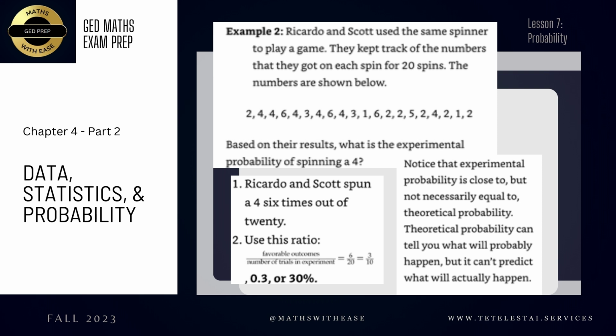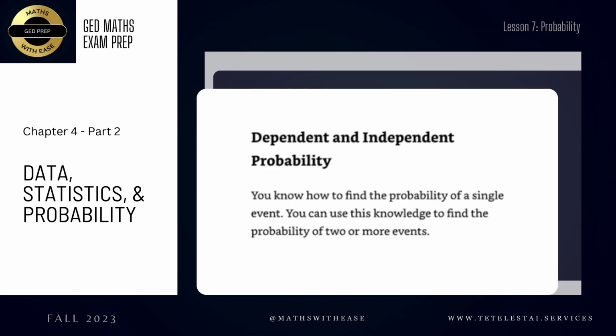So there are practice questions on pages 788 to 791 on probability. Do make sure that you attempt those, on simple and experimental probability, rather. So the lesson continues on dependent and independent probability.